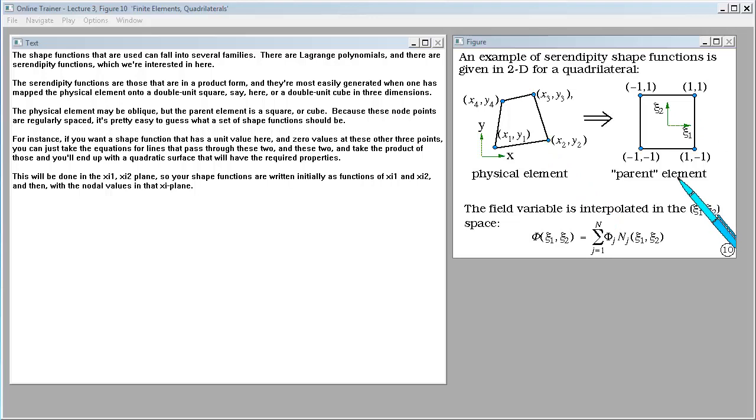Because these node points are regularly spaced, it's pretty easy to guess what a set of shape functions should be. For instance, if you want a shape function that has a unit value here and zero values at these other three points, you can just take the equations for lines that pass through these two and these two and take the product of those, and you'll end up with a quadratic surface that will have the required properties. This will be done in the C1, C2 plane, and so your shape functions are written initially as functions of C1 and C2, and then with the nodal values in that C plane.